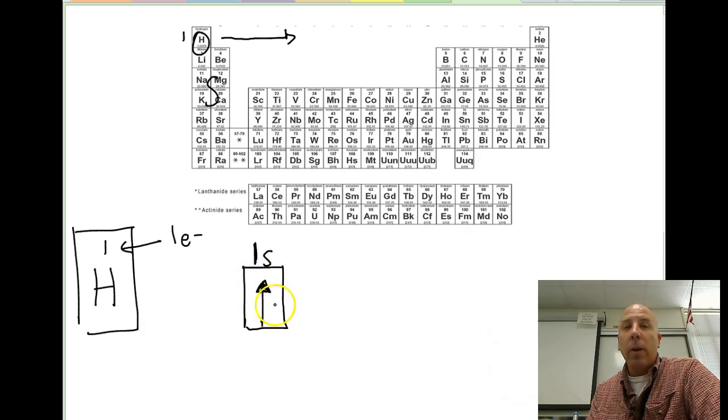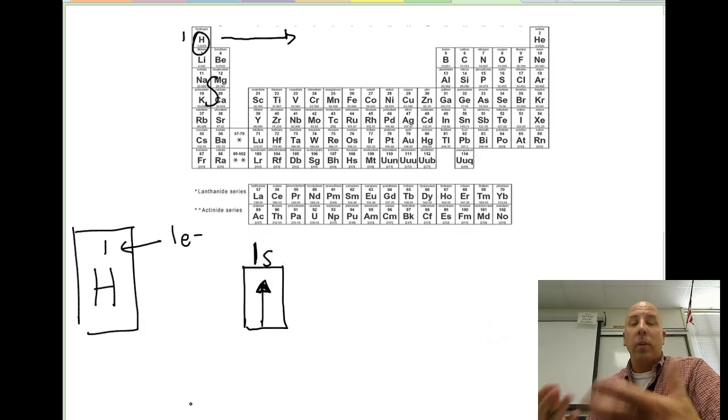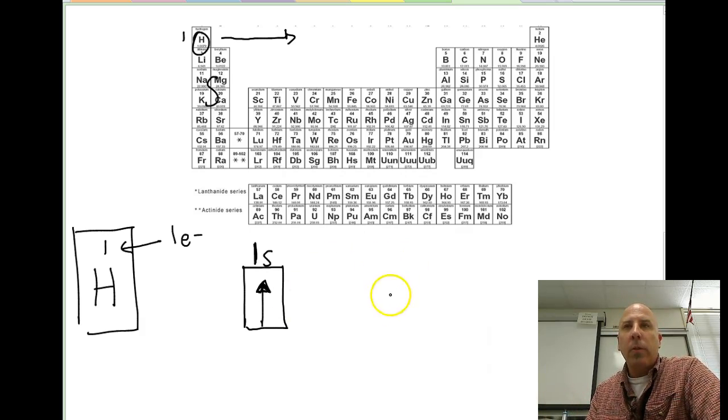And that's an orbital diagram for hydrogen. It tells us that hydrogen has one electron in its 1s orbital, and that 1s orbital is a low energy orbital, and it's spherical. That's what it tells us. Let's try helium now.